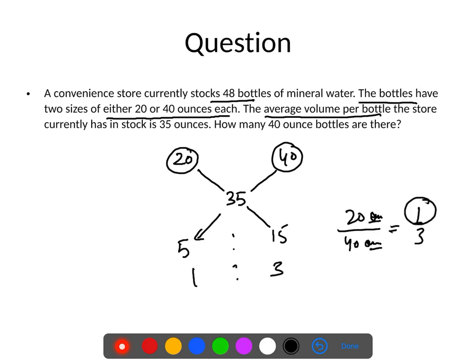So let's say this is x, this is 3x. So x plus 3x is given as 48. So 12 plus 36. That's the number we need. So 36 40-ounce bottles.